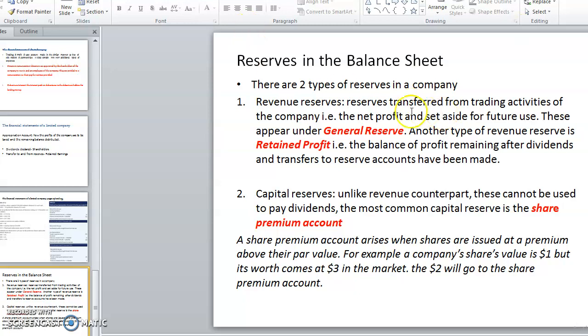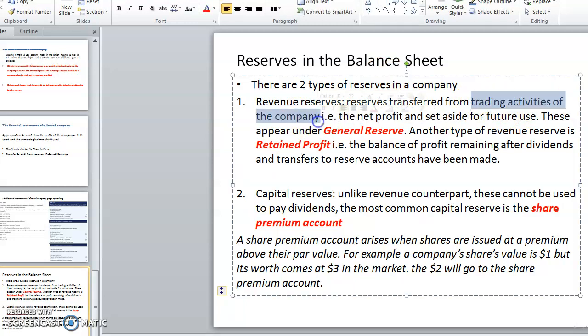So there are two types of reserves in a company. The first one is a revenue reserve. Now what is a revenue reserve exactly? These are the reserves transferred from trading activities of the company. What are the trading activities of a company? Buying and selling. That is what trading actually involves. Now when you buy in order to resell, the main purpose behind doing so is to make a profit. So these reserves are created from the net profit and set aside for future use.